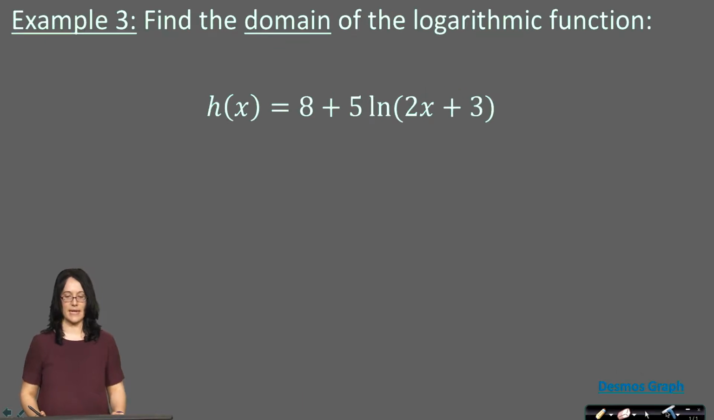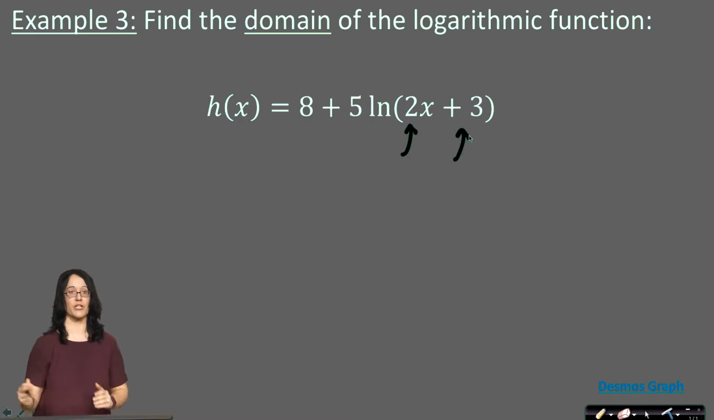In example 3, it says, could you find the domain of this logarithmic function? H of x equals 8 plus 5 times the natural logarithm of 2x plus 3. Wow, there's a lot of transformations going on here. One that we haven't even talked about in this course, which is a compression horizontally. You'll learn about that if you take trigonometry. So we had that compression.